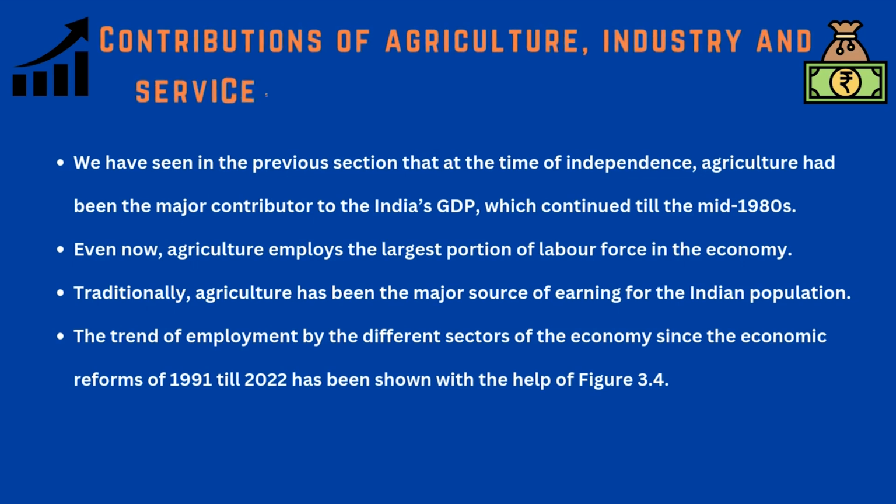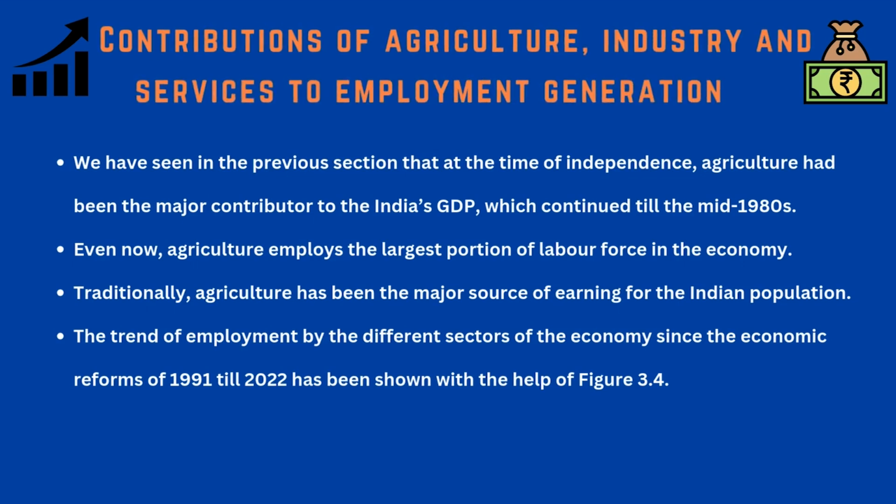Now let us look at the contributions of agriculture, industry and services to employment generation. We have seen in the previous section that at the time of independence, agriculture has been the major contributor to India's GDP, which continued till the mid-1980s. Even now, agriculture employs the largest portion of labor force in the economy. Traditionally, agriculture has been the major source of earning for the Indian population. The trend of employment by the different sectors of the economy since the economic reforms of 1991 till 2022 has been shown with the help of figure 2.4.